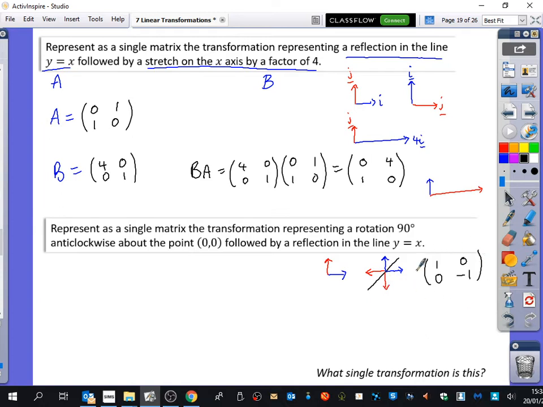Yeah. And I've actually said here, what single transformation is this? What have we done to go from there to there? Might be helpful actually if I do it out underneath here. We've got that and that. This is the start and this is final. What's the single transformation that takes me? Good.